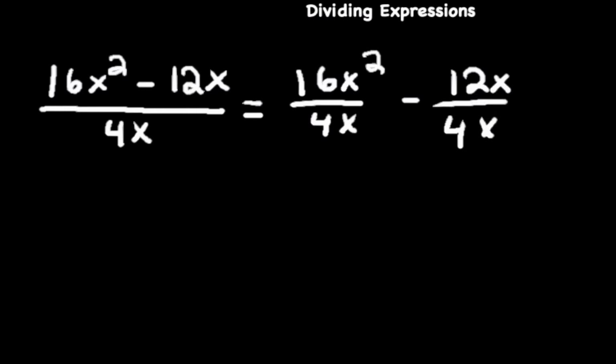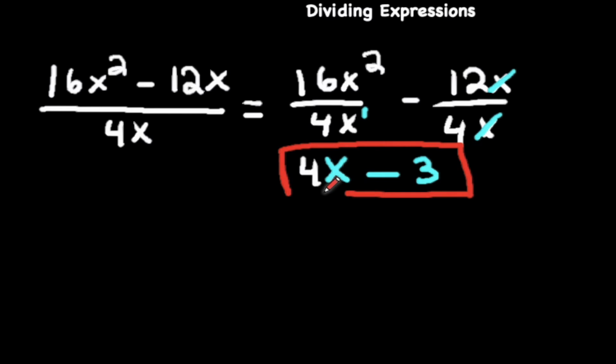Okay, so 16 divided by 4 is 4. And this is a 1, right? So we have bases that are alike, so keep the base of x. And 2 minus 1 is simply 1, and we technically do not need to write a 1 as the exponent. So 4x minus 12 divided by 4 is 3. And notice we can cancel out the x's because x divided by x is simply 1. Okay, so our final answer is 4x minus 3.